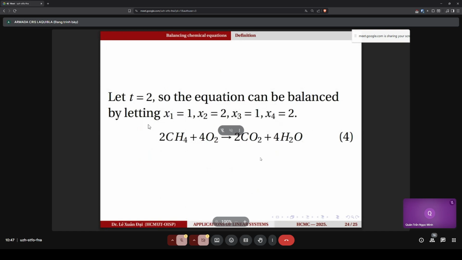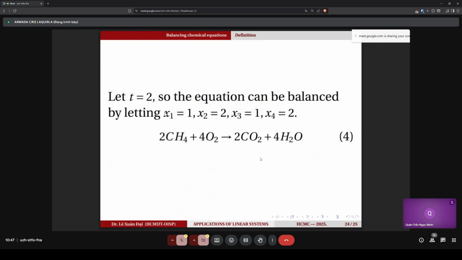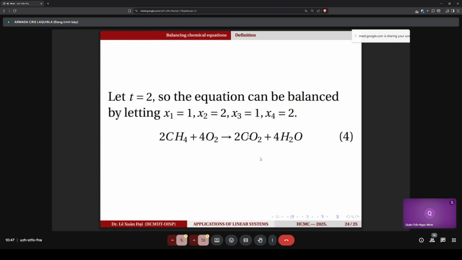Now let t be equal to 2. So the equation can be balanced by letting x1, if your t there is 2, so 2 over 2 is 1 for your x1. Your x2 is 2. Your x3 is 2 over 2, it's 1. And then your x4 now is 2 because we let t be equal to 2. And we have this x1, x2, x3, x4, and we substitute it here in our equation.